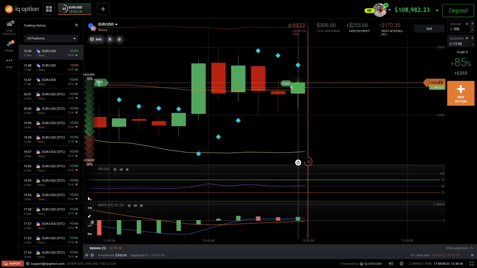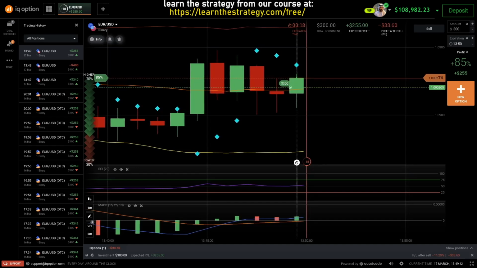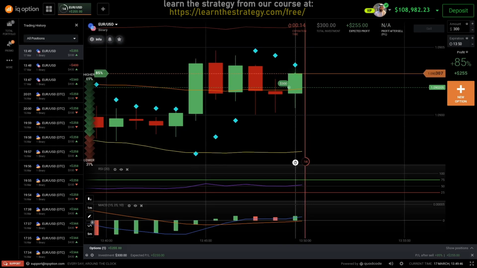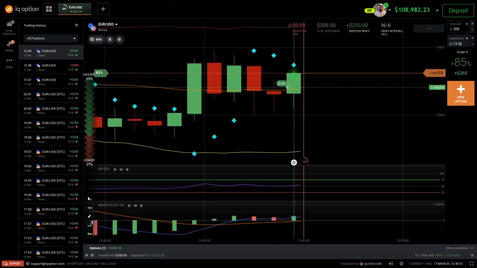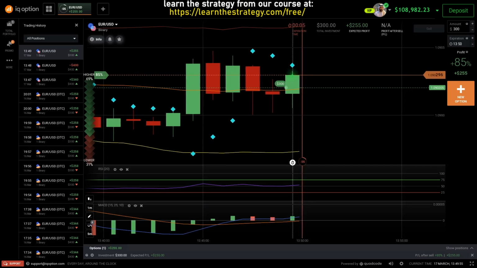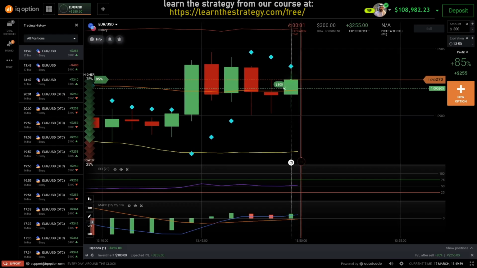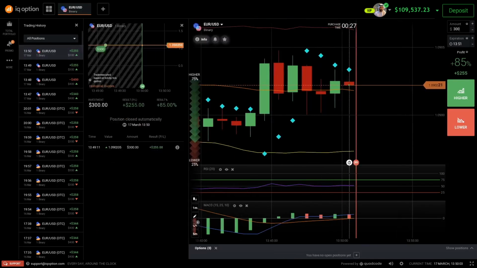For example, the first thing is understanding binary options. Because you are going to trade binary options, you must understand what binary options are. The simple explanation is it's a financial instrument where you predict whether the price of an asset will go up or down.